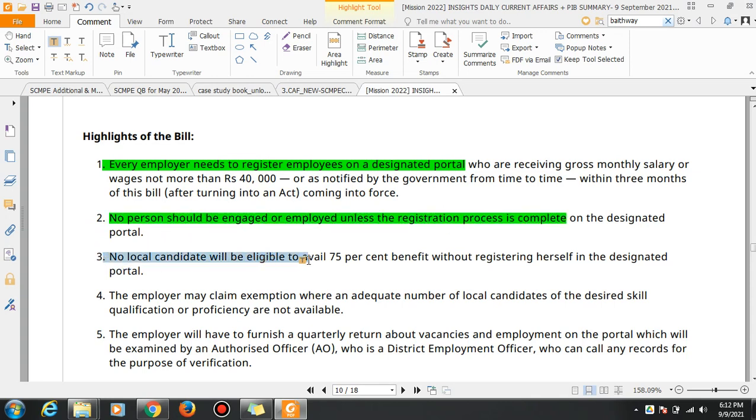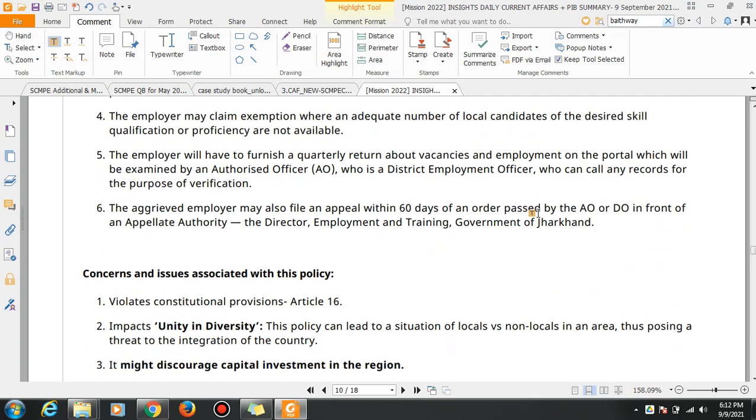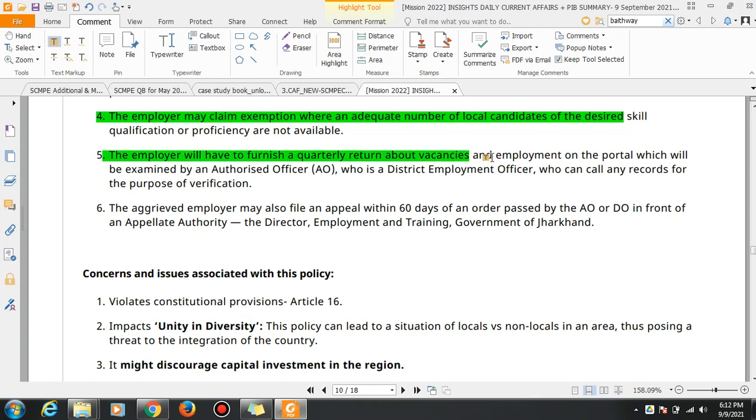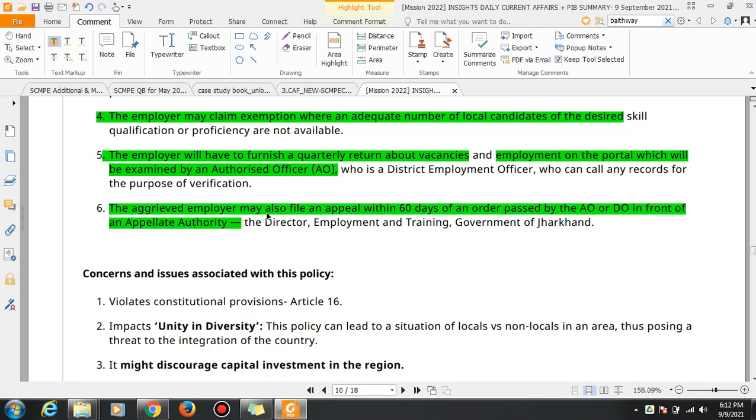No local candidate will be eligible to avail the 75% benefit without registering on the designated portal. An employer may claim exemptions where an adequate number of local candidates with the desired skills are not available. Employers will furnish a quarterly return about vacancies and employment on the portal, which will be examined by the authorized officers and district employment officers. The aggrieved employer may file an appeal within 60 days of the order passed by the AO and DO before the appellate authority.